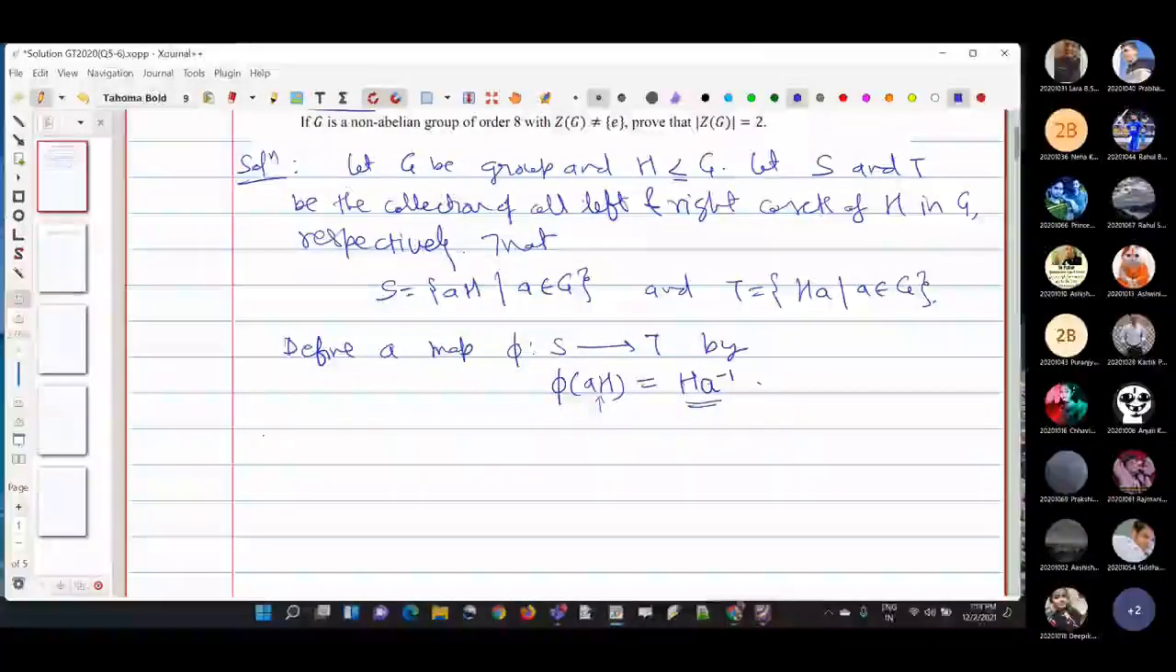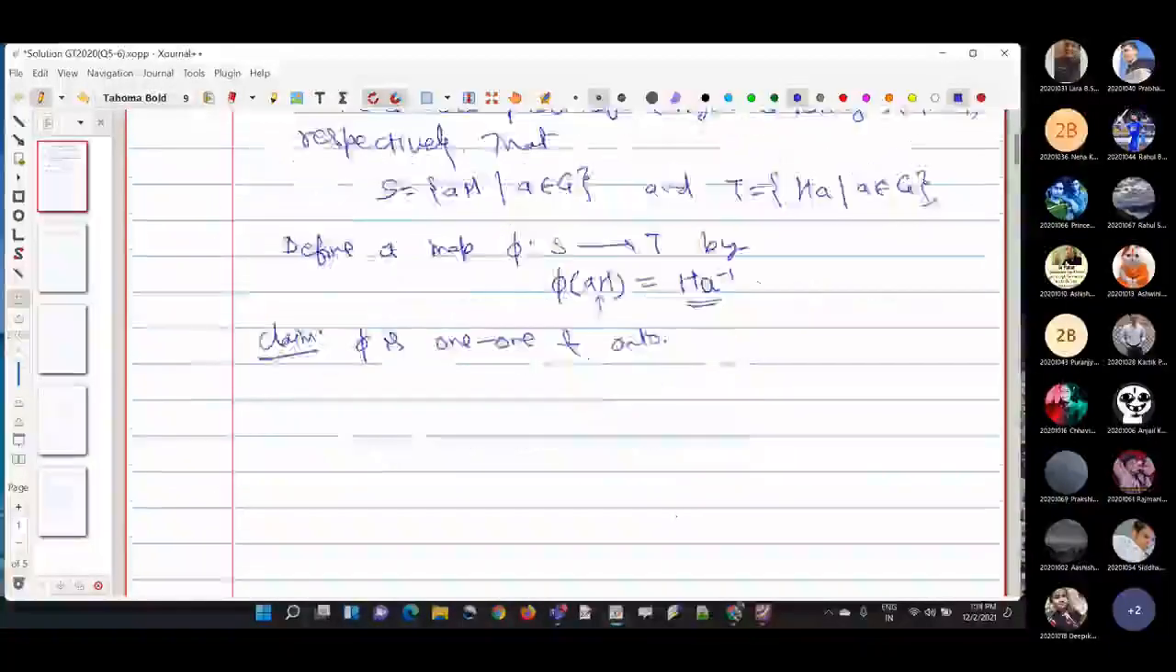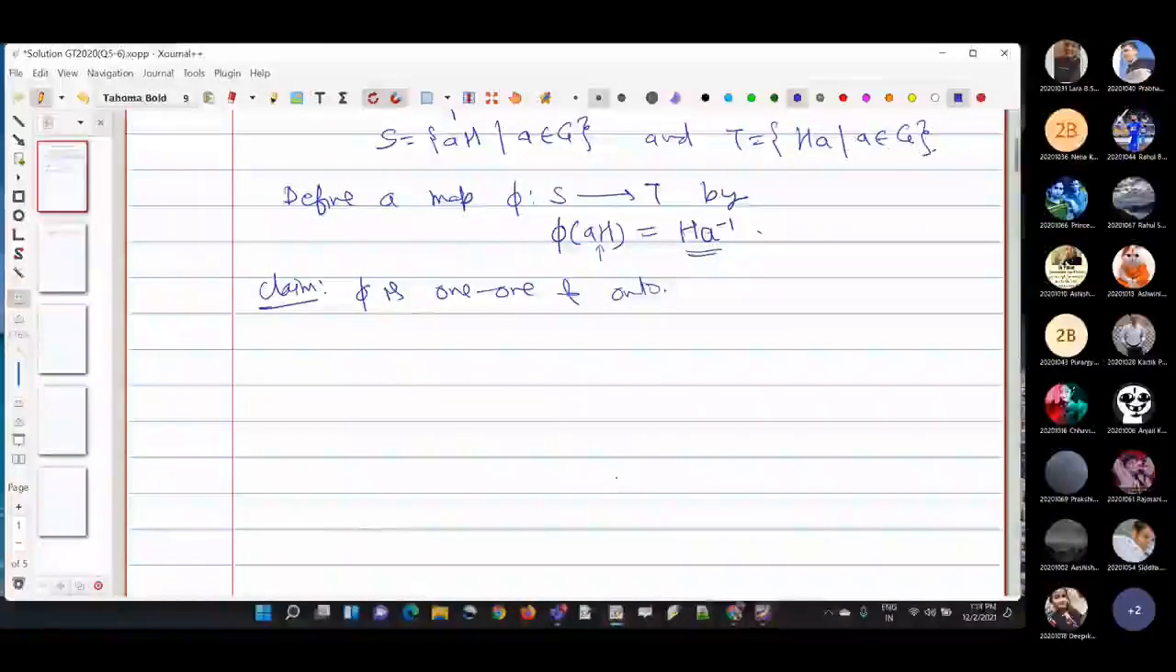Okay. So now we claim that phi is 1-1 and onto. And of course, you can also prove that this is well defined. Here, phi is well defined.